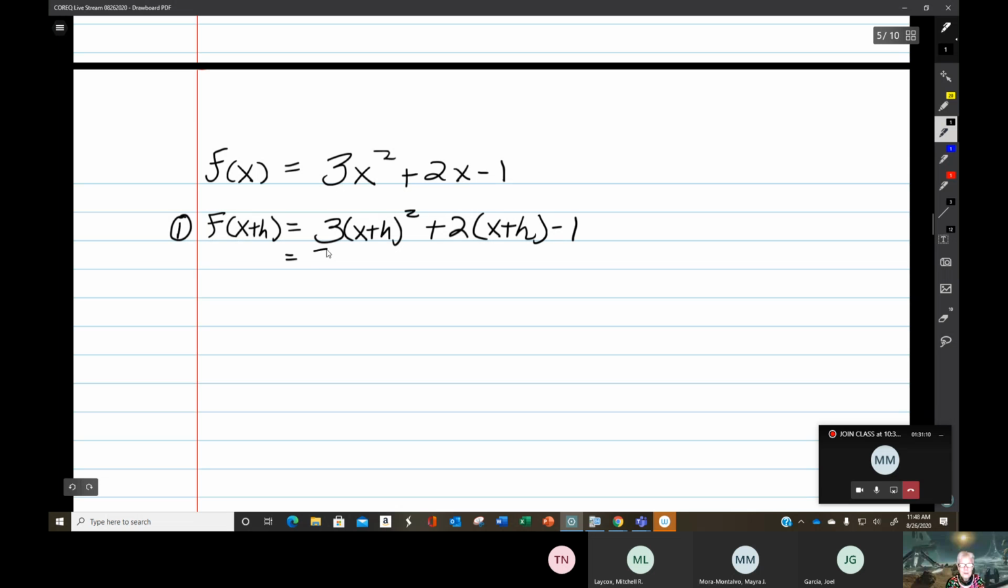So, 3. You've got to split this parentheses x plus h into 2, like this: (x plus h) times (x plus h), because when you square something, that means you multiply it by itself 2 times. Okay, cool. I'm glad I got that one out of the way. Good, good. Meanwhile, I'm going to distribute the 2: 2x plus 2h minus 1.